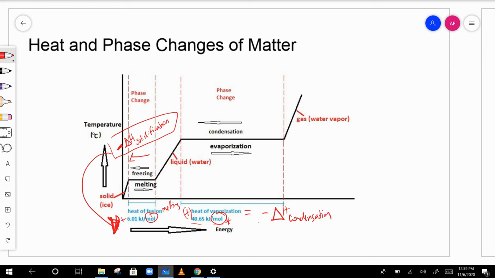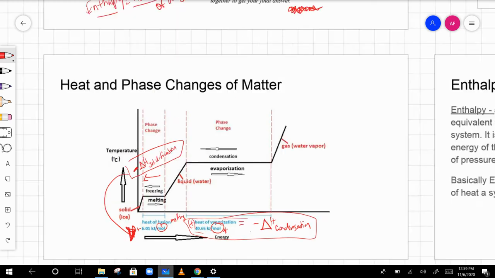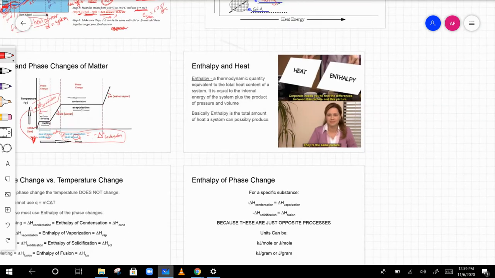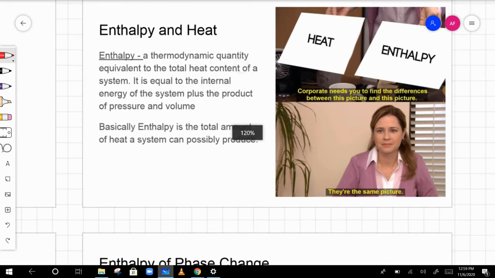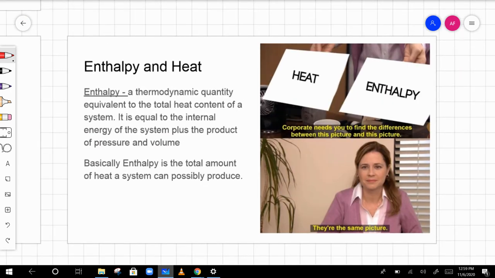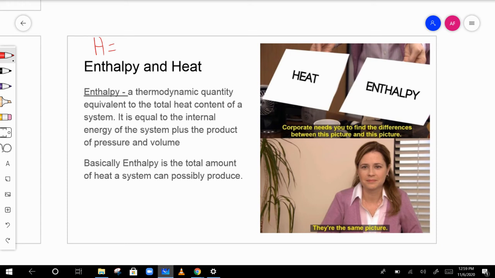Okay, well, what is this? So they're equal but opposite. Okay, so let's talk about what is this H? Well, H is enthalpy. H is equal to enthalpy.